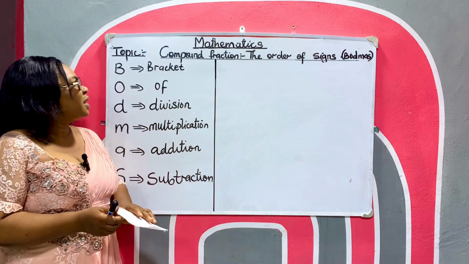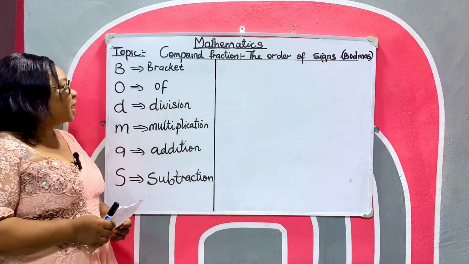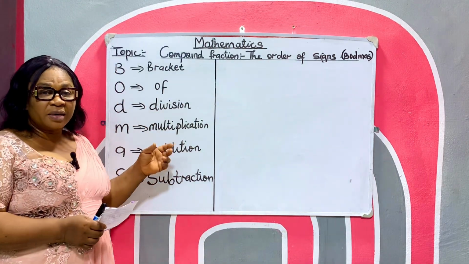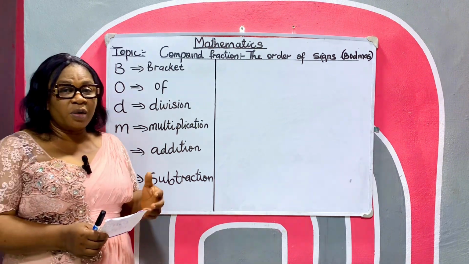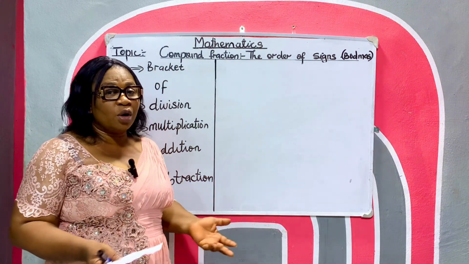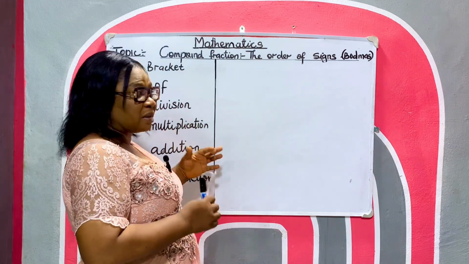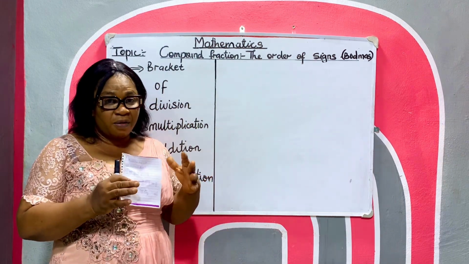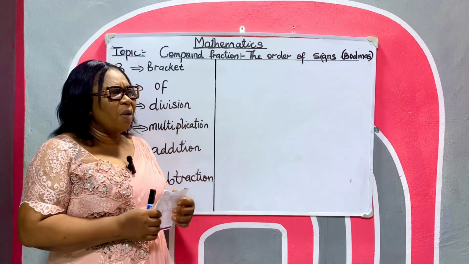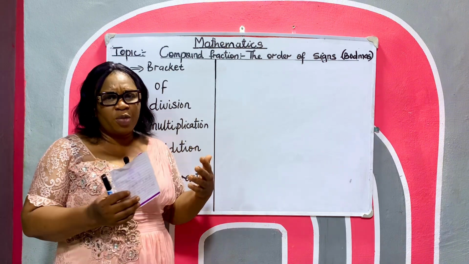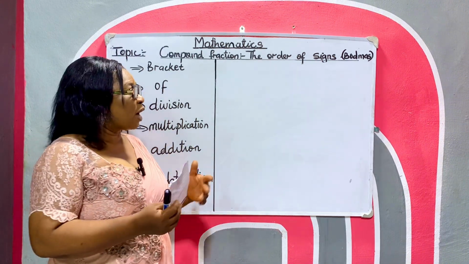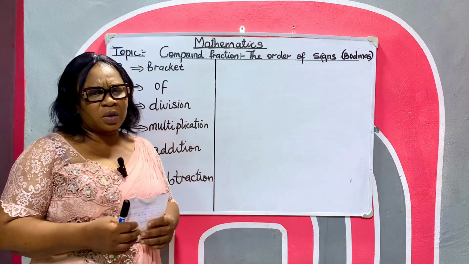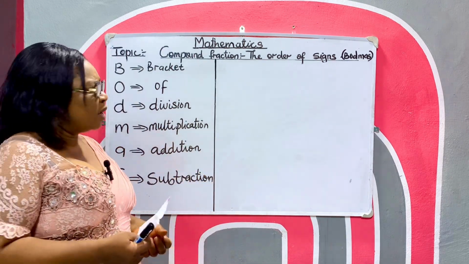Okay, as I told you, we are going into BODMAS today. Another name for BODMAS is compound fraction. So we have been dealing with fractions all this while, and today we are going to compound all the mathematics signs together in a fraction. When you see this type of mathematics statement, something that comes into your mind is BODMAS. Then you ask yourself, what is BODMAS?